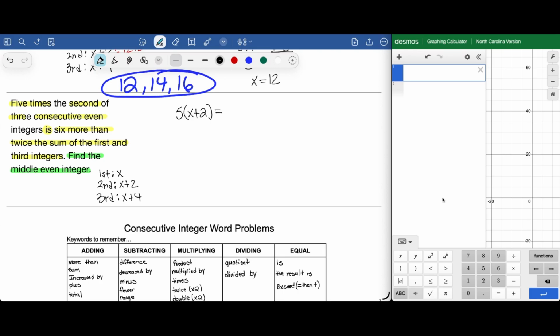Six more than means that I'm going to be adding six to something. So I'm going to put a plus six off to the side here because I have to add six to something on that side. Then it says twice the sum of the first and third integer. Twice is another word for multiplication. Twice means two. So I'm going to put a two with a parenthesis, and it says first and third. First and third means the first integer and the third integer, I'm sorry.